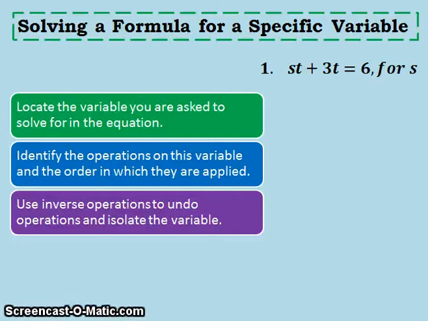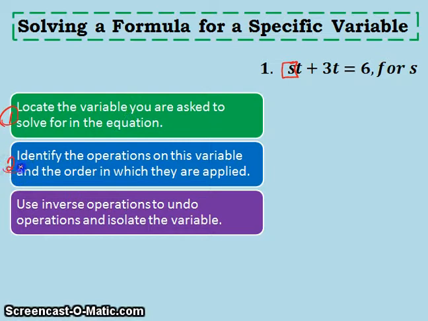In this video, we're going to learn how to solve a formula for a specific variable. So in general, my steps are to, number one, locate the variable that you are asked to solve for in the equation. So for our first equation over here, we're solving st plus 3t equals 6, and we're solving for s. So I'm locating the variable that I need to solve for.